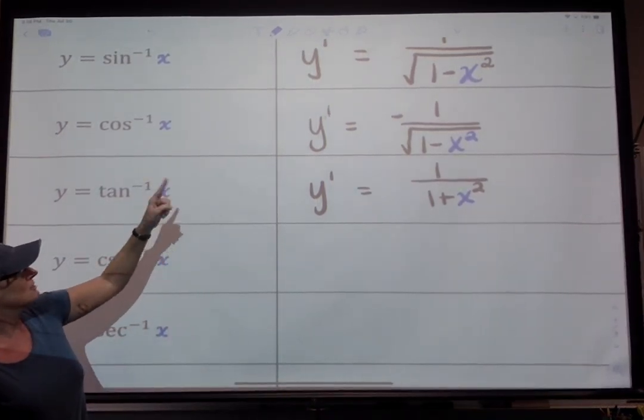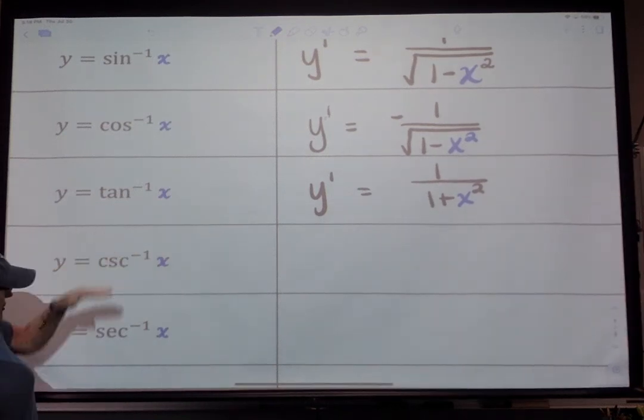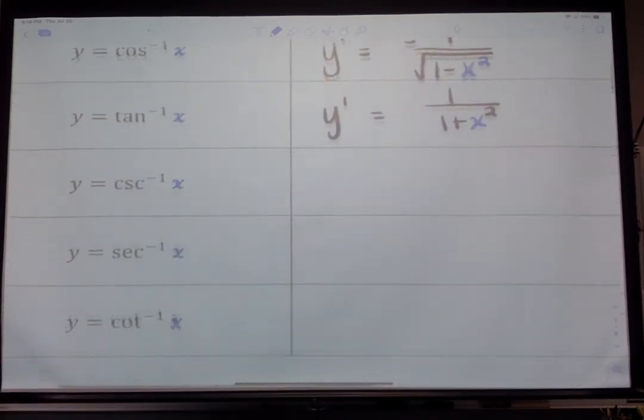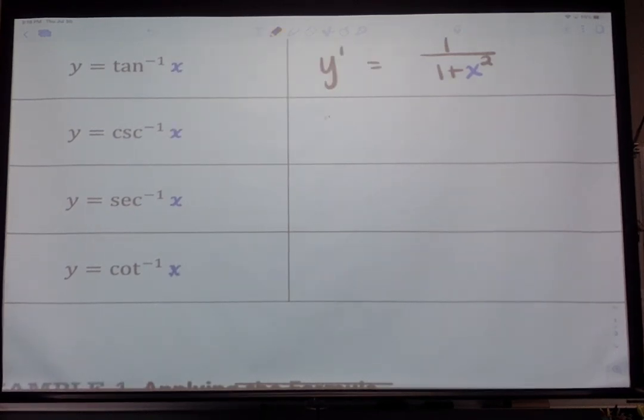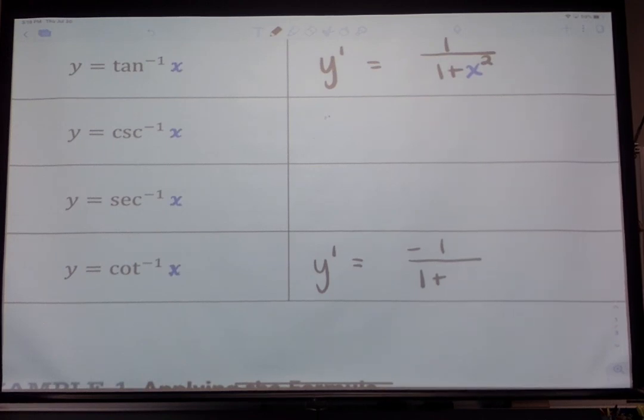And you know what? Since you saw a pattern with sine and cosine, there's a pattern with tangent and cotangent. So let me skip down here to cotangent. The derivative of cotangent inverse is the negative version. So if you've got one of those memorized, you can probably always figure out the other one.